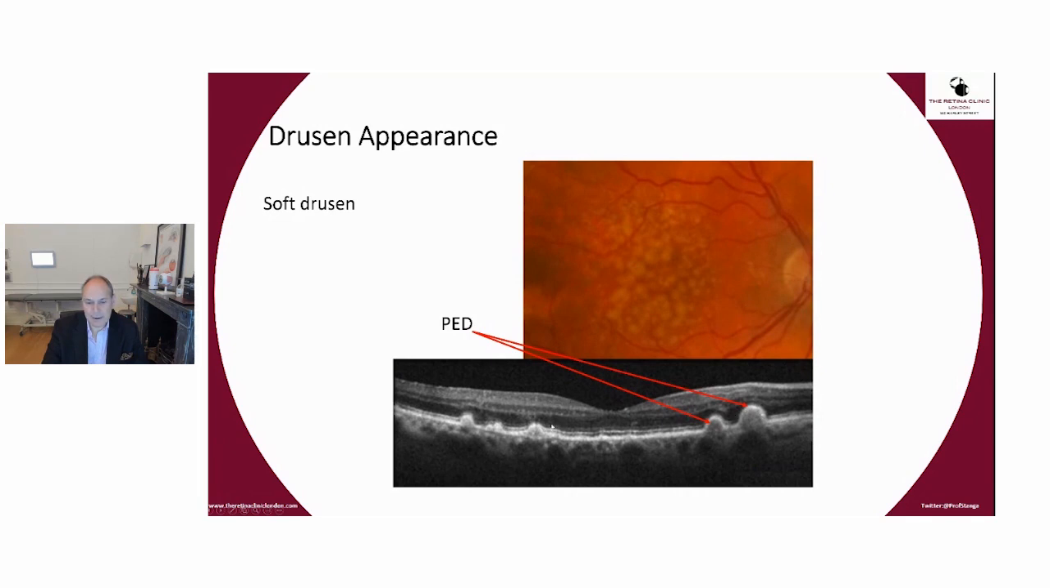This is the retina, the normal foveal depression, and here you can see these bumpy areas. Each one of them is a drusen. Here you can see some hard, smaller drusen.